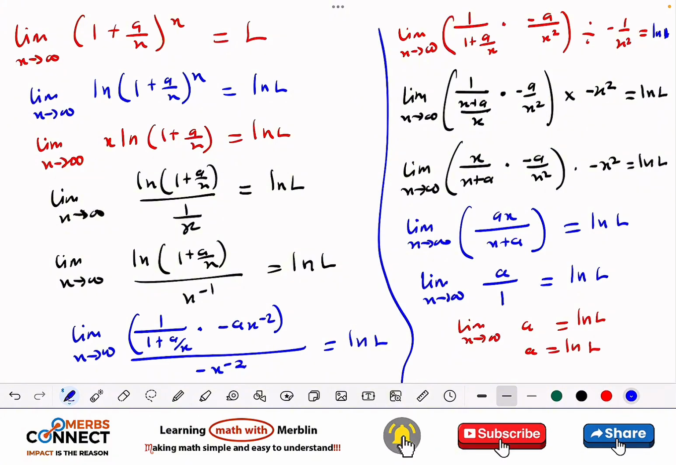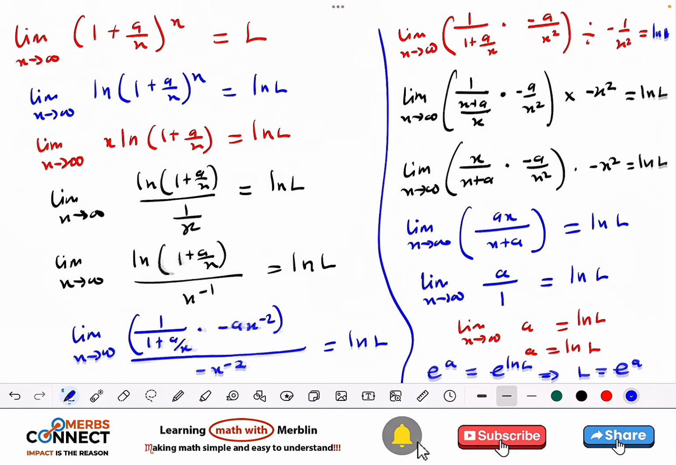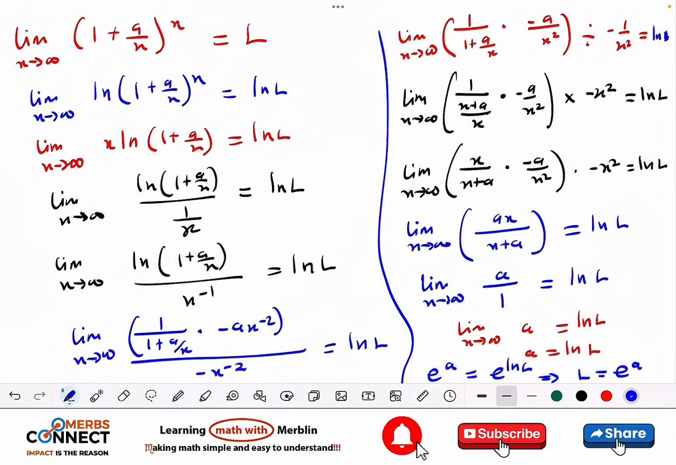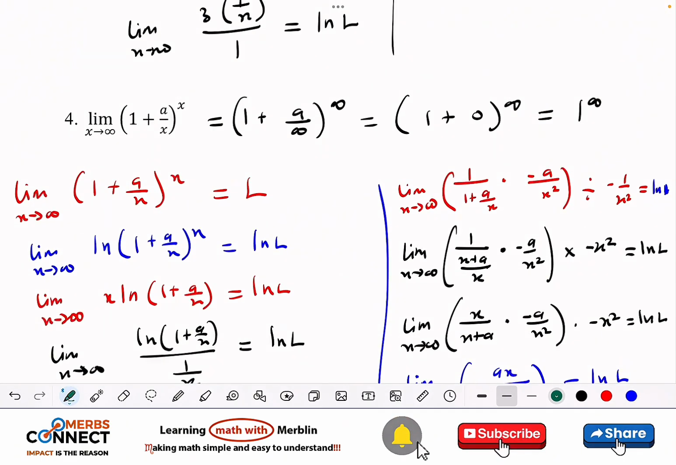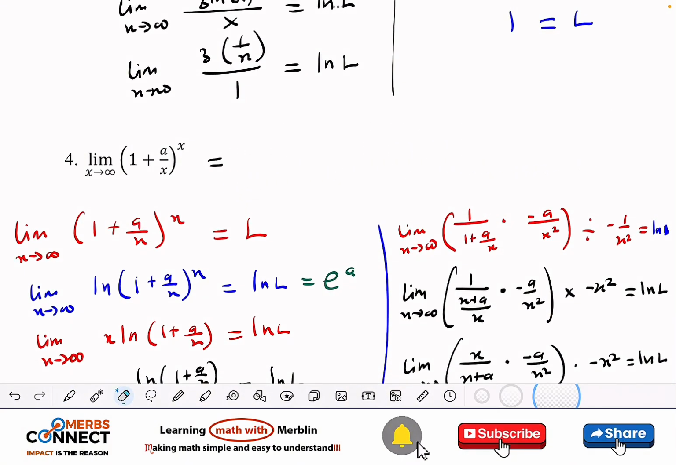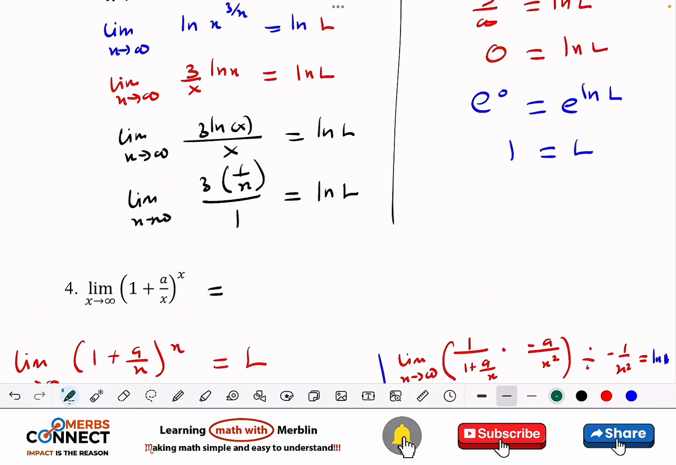And then as we said, we need to pick e on both sides. So e to the power a is equal to e to the power ln L. And this is going to give us L equal to e to the power a. So this is the property that I was talking about. So you see that this function here is the same as e to the power a. This is a property that is very popular whenever you are doing limits. So this is equal to e to the power a.